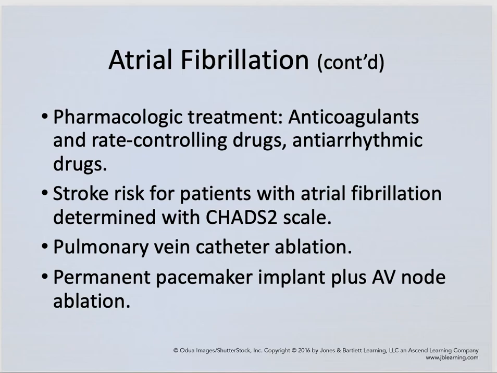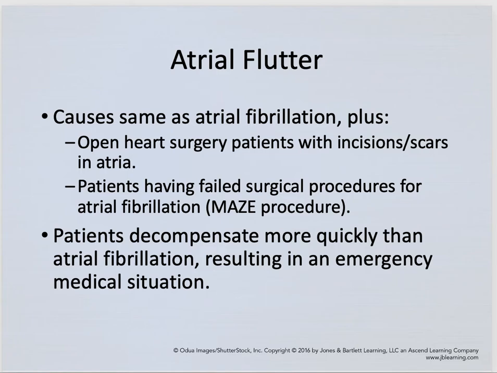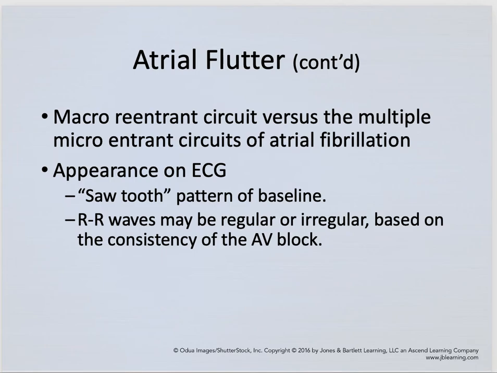The pacemaker is igniting the atrium to contract instead of relying on all of these overactive cells. Another rhythm I want to look at is flutter. Flutter has the same causes as atrial fib. However, in open heart surgeries with incisions and scars in the atrium, patients often have failed surgical procedures for AFib, often called the maze procedure. Patients decompensate more quickly with AFib, resulting in emergency medical situations, so very potentially life-threatening. Macro reentrant versus multiple micro reentrant circuits are a common thing we want to look at.